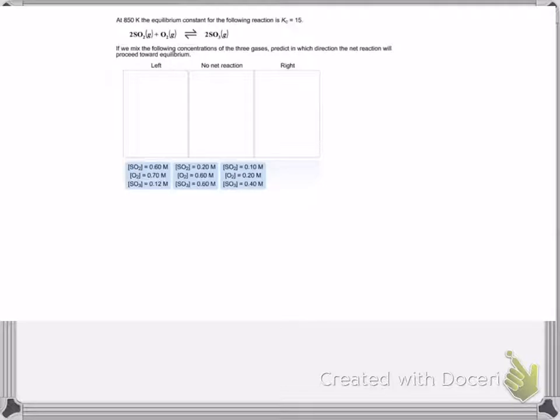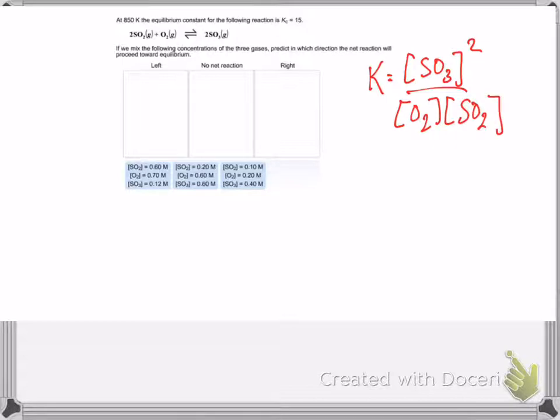Okay, so here we have a chemical equilibrium problem. We're given the equilibrium K value. And so we construct it. These are gases, but of course we can use the Kc version. We could also use Kp, but we're using Kc. And we construct the equilibrium expression for K.